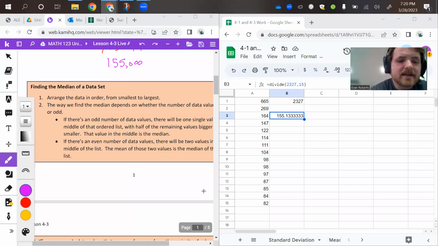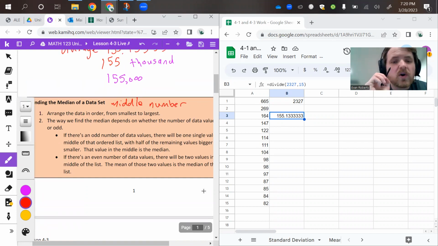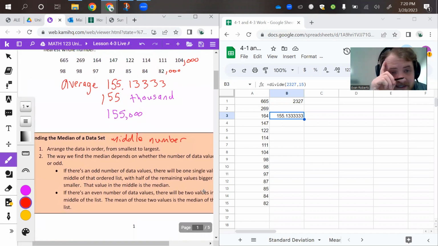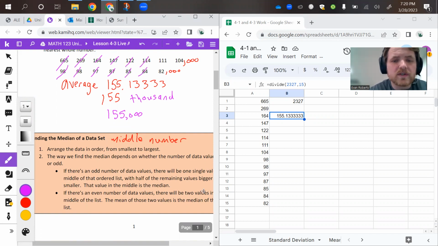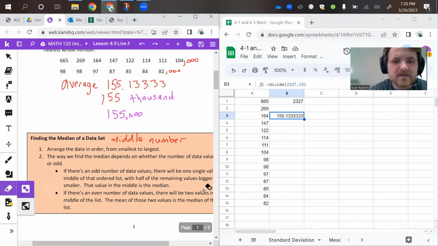So the median, again, is just a fancy word for the middle number. If I wanted to find the median of the numbers above, I can't just start crossing off numbers like this because I'm not going in a specific order. If I wanted to find the median of those numbers, I'm going to get rid of those zeros on the end. No, I'll leave them there.